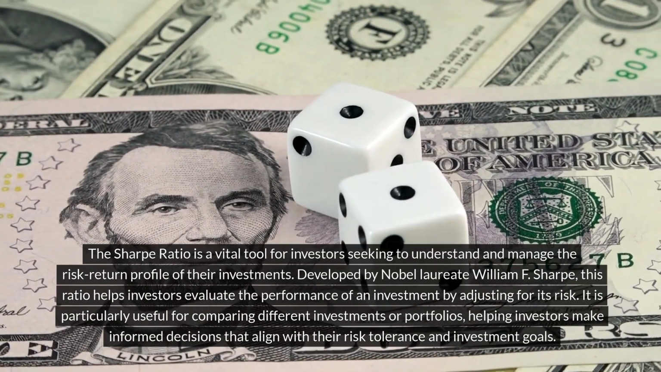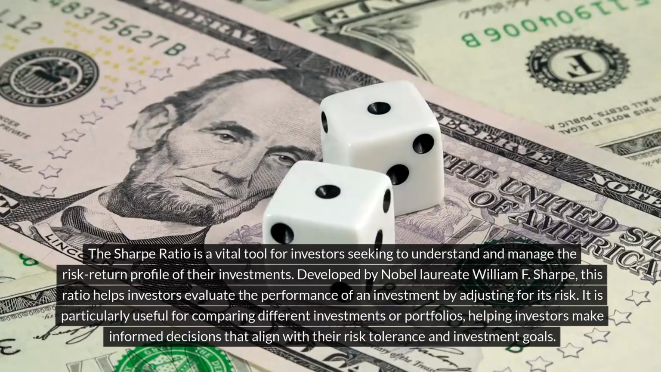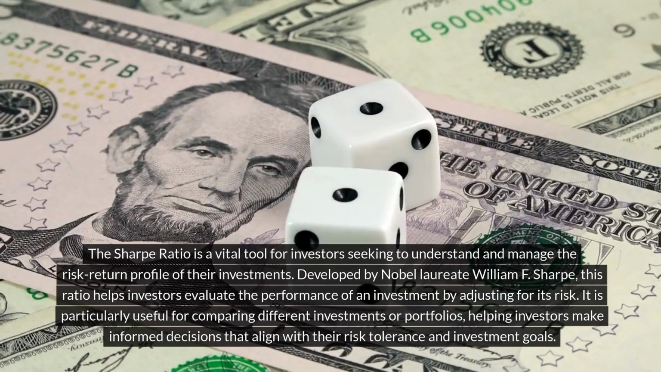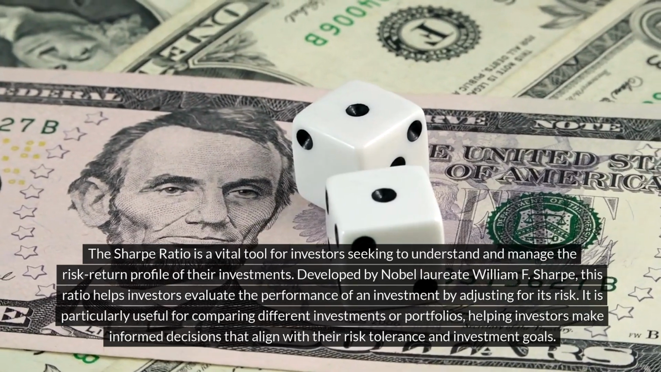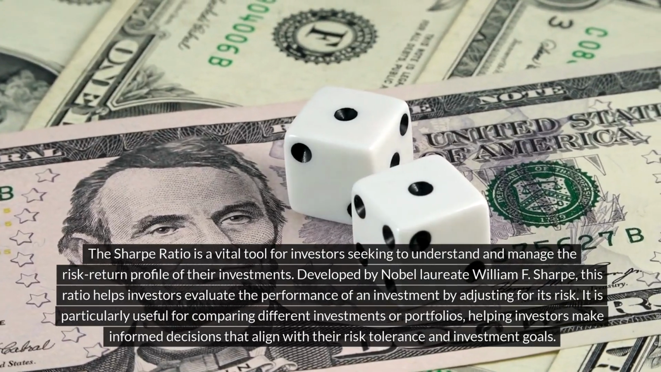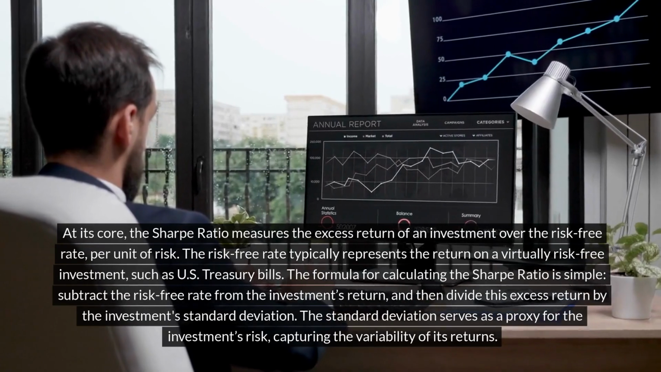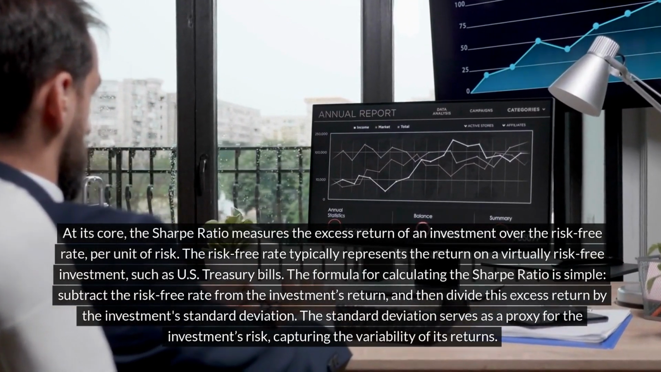Developed by Nobel laureate William F. Sharpe, this ratio helps investors evaluate the performance of an investment by adjusting for its risk. It is particularly useful for comparing different investments or portfolios, helping investors make informed decisions that align with their risk tolerance and investment goals. At its core, the Sharpe ratio measures the excess return of an investment over the risk-free rate, per unit of risk.